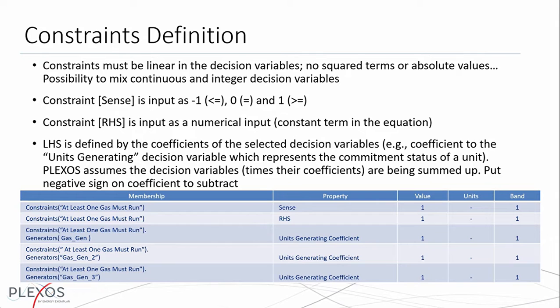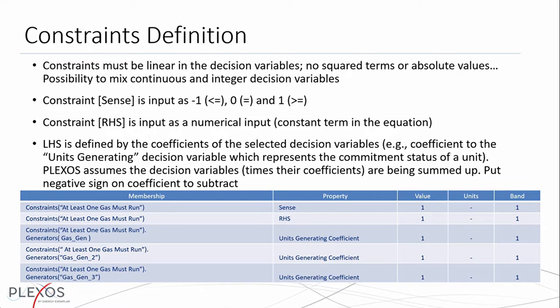The sense can be input as a less than or equal to, an equal to, or greater than or equal to, while the right-hand side is a number or the constant term of the equation. The left-hand side is defined by the coefficients of the decision variables in the equation. For example, to control the commitment of units, the coefficient for the units generating decision variable has to be enabled. By default, the coefficients on the left-hand side are summed up in PLEXOS, but a negative sign can also be input on the coefficient to subtract from the expression.